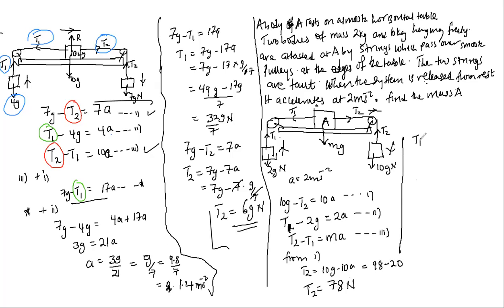T1. T1 minus 2g is equal to 2a. So T1 is equal to 2g plus 2a, but a is 2. So we shall have 19.6 plus 4. 19.6 comes from 2 times 9.8. So 4 plus 19.6 shall get 23.6 newtons.